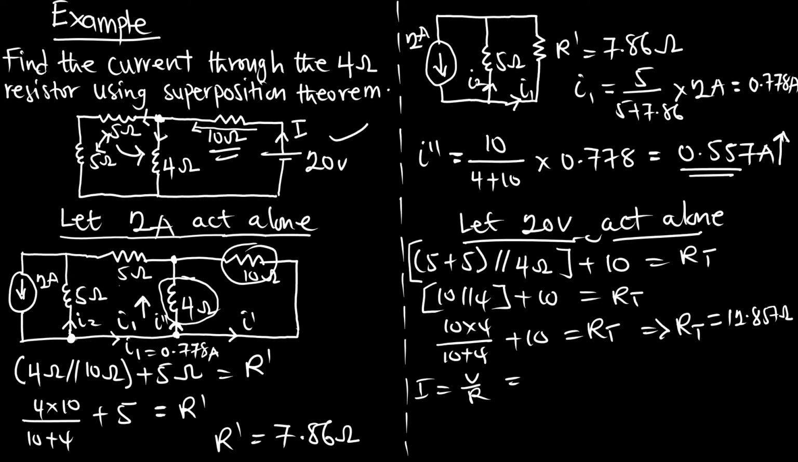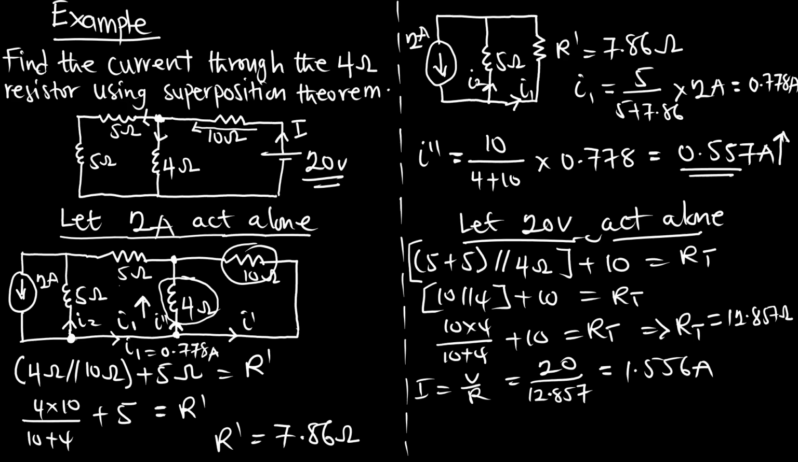So now with Ohm's law, our I is going to be V on R, and the voltage source that we are considering is 20. So that is going to be 20 volts on the total resistance, 12.857. And the current produced by the entire voltage source is 1.556 amperes. So now we know the current I produced by the voltage source.